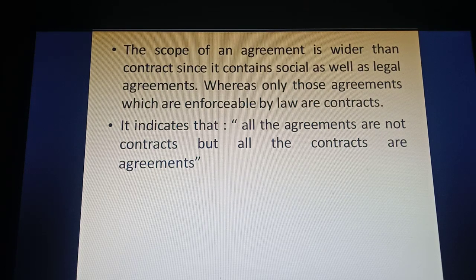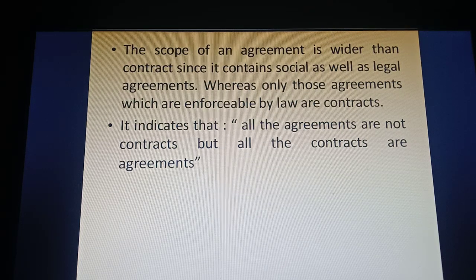So this is something about this lecture today. In the next lecture, we will discuss how the agreement becomes the contract, and the elements of the contract we will discuss in the next lecture. Section number 10 governs that.